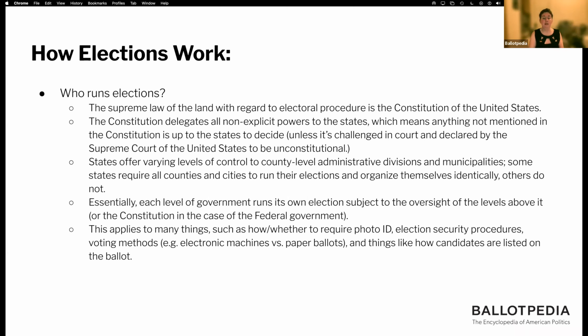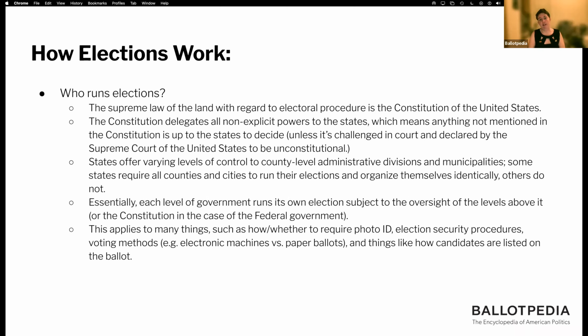So some states might require that, for example, all counties run their elections in a particular way, whereas other states might say, okay, we're going to say you have to have the polls open from this time to this time, but we're going to let you decide all of the specifics when it comes to where the voting places are and stuff. So really, we don't have a single election so much as we have dozens of different and interconnected systems, which is why some of this information can be so difficult to find.